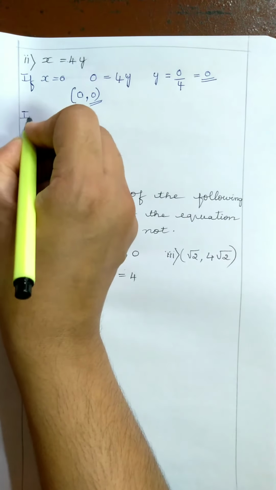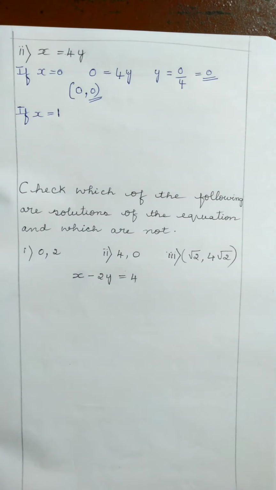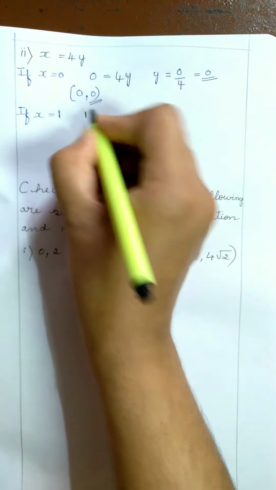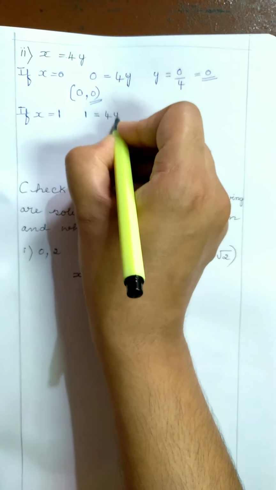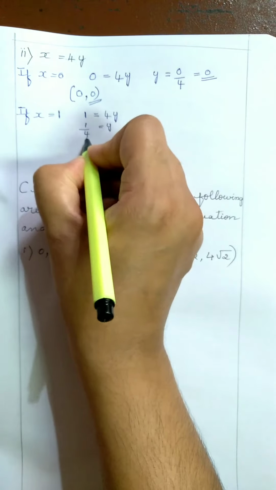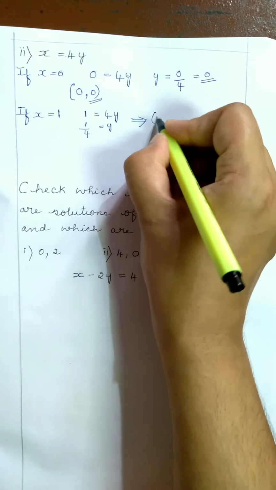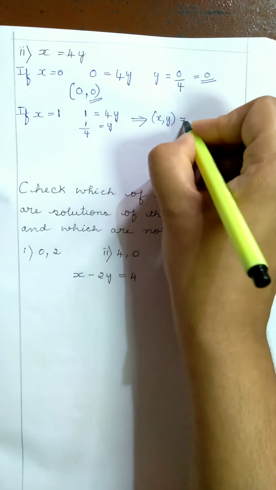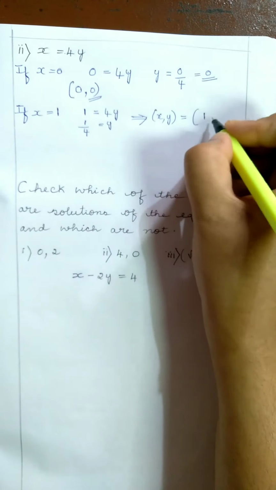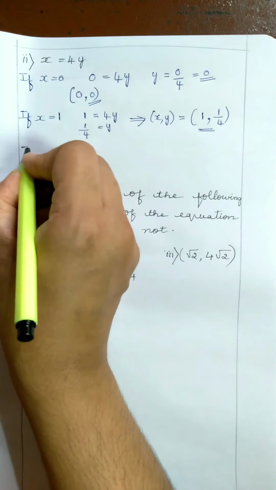Now take x equal to 1. You can take any values for x, but I have considered x equal to 1. Substitute: 1 = 4y. Therefore, y will be equal to 1 by 4. Therefore, the solution will be (x, y). You have to write x comma y. Therefore, the value of x is 1 and the value of y will be 1 by 4.